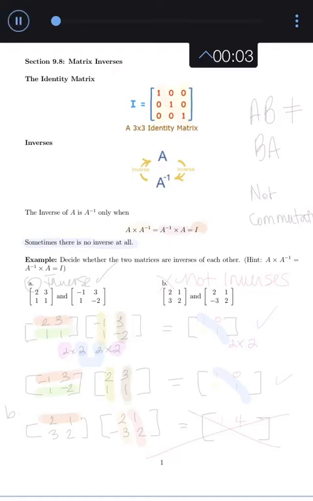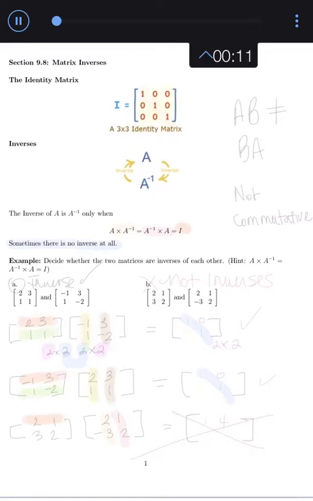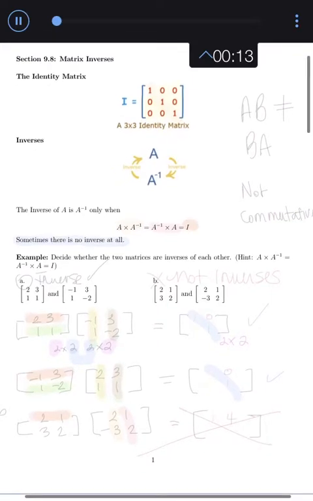In section 9.8, we'll be talking about the inverses of matrices, specifically the multiplicative inverse of matrices. That means what two matrices, when multiplied together, will give us what's called the identity matrix. The identity matrix is the matrix that has ones along its main diagonal and zeros everywhere else. This example is just a 3x3 identity matrix, but any identity matrix has ones along the main diagonal and zeros everywhere else.